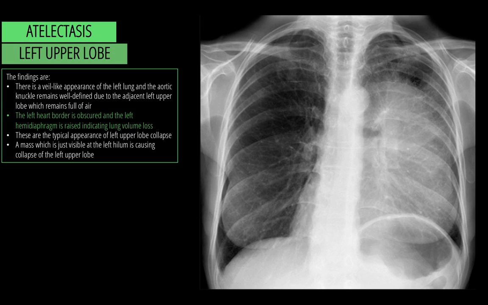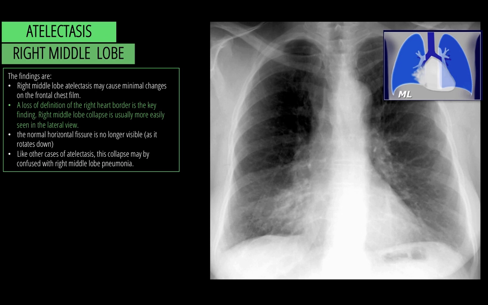So these are going to be consistent with the typical appearance of a left upper lobe collapse, and we can also see in this patient a mass which is just visible to the left hilum causing this collapse. So note that in adults, a collapsed lobe should be considered due to lung cancer until proven otherwise.